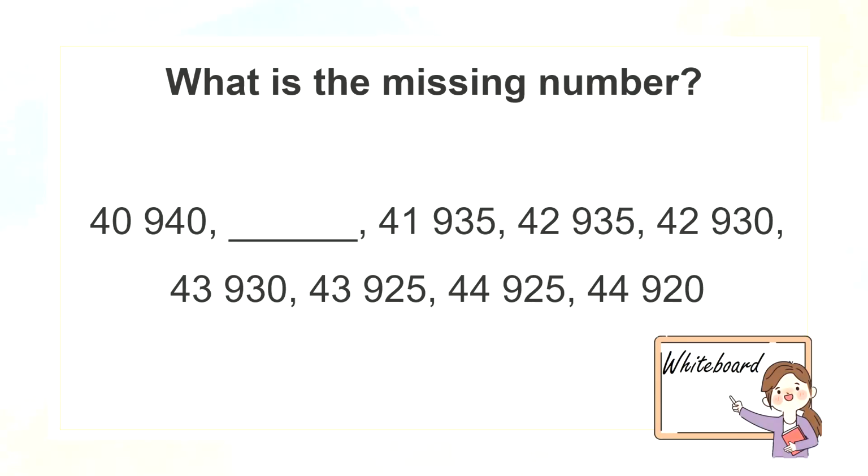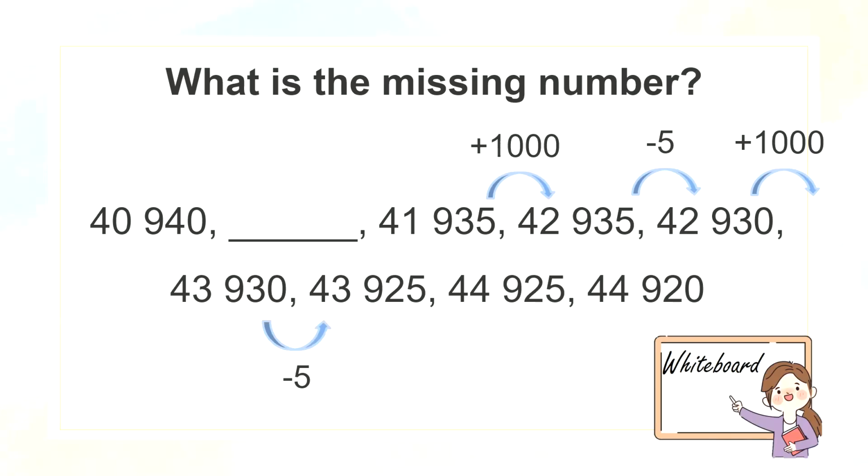Let's try another set of numbers. Now the blank is very near the front, so I might have to start looking at the pattern from numbers further back. So let's look. To get from the third to the fourth number, I add 1,000. To get from the fourth to the fifth number, I subtract 5. To get from the fifth to the sixth number, I add 1,000. After that, I will need to subtract 5 again. And this is a consistent pattern throughout.